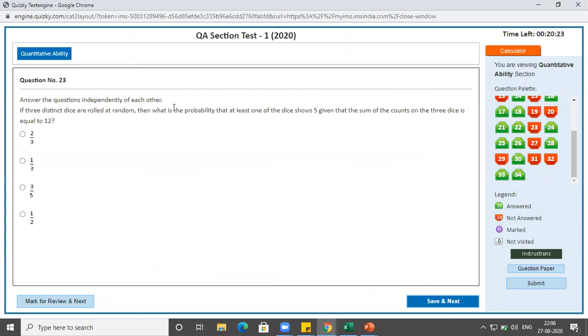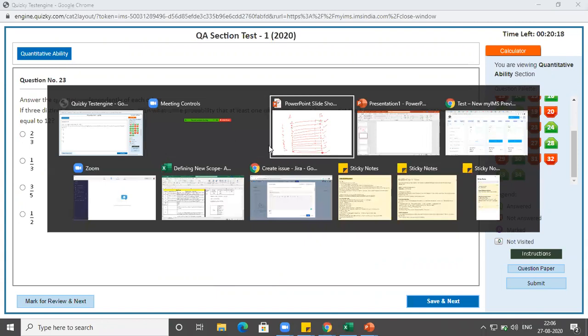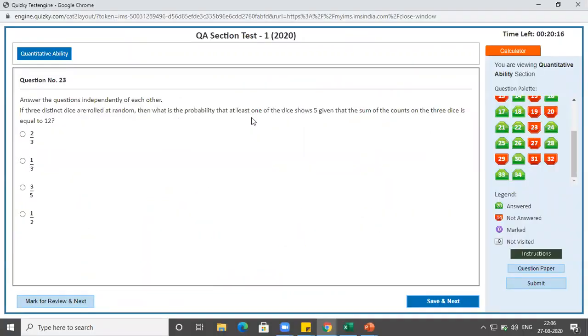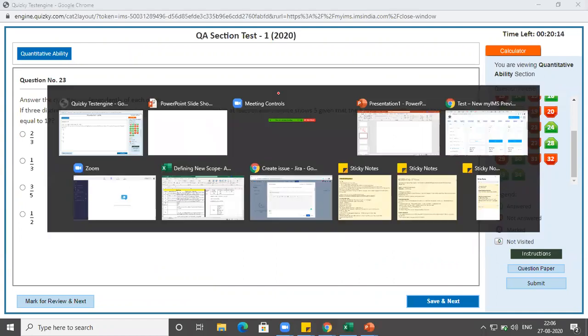If 3 distinct dice are rolled at random, what is the probability that at least one of the dice shows 5, given that the sum of the counts on the 3 dice is equal to 12? So what will come in the denominator? The sum of 3 dice is 12. 6 plus 3 plus 3. How many ways can we do this? 3 factorial divided by 2 factorial, 3 ways. Then you can have something like 6 plus 4 plus 2. This can be done in 6 ways.